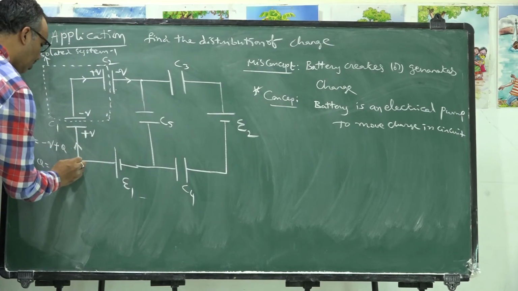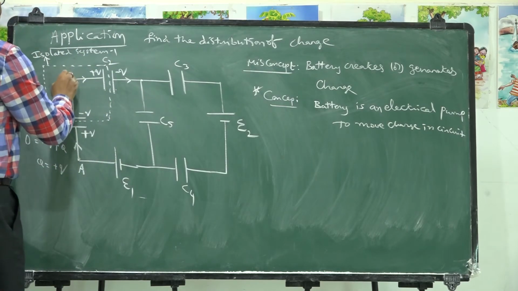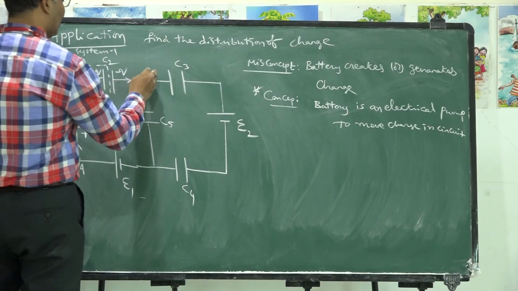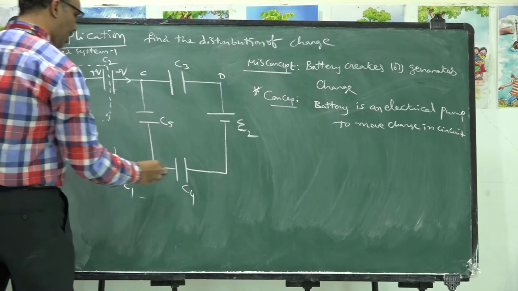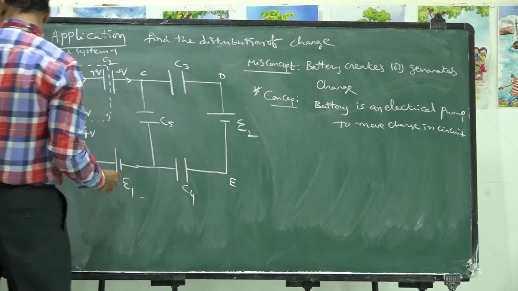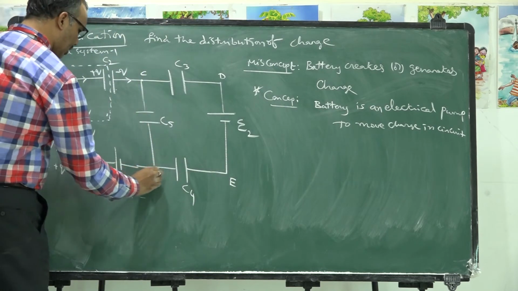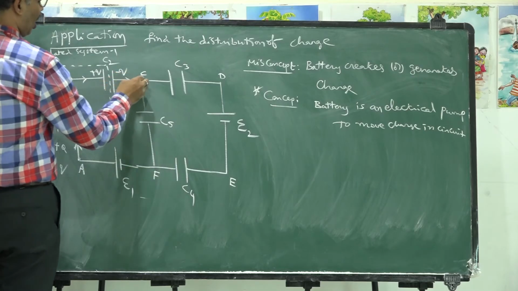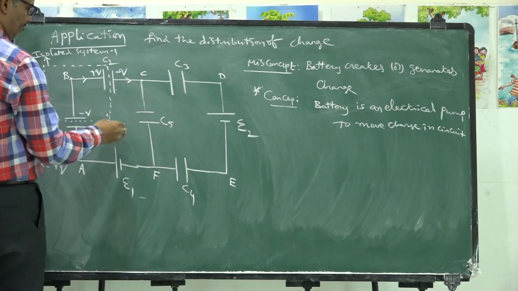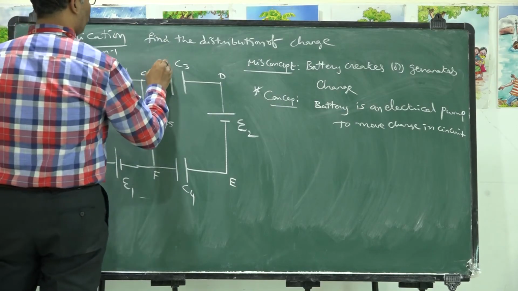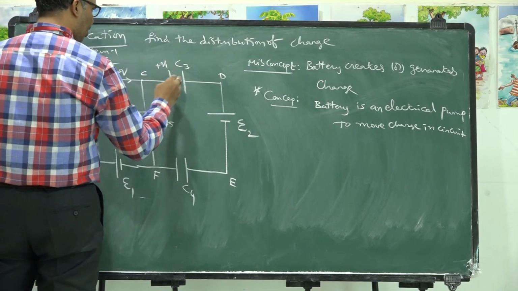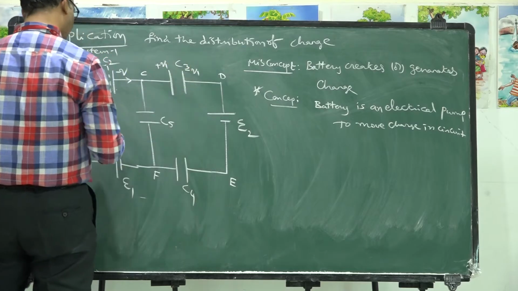Let me name the points A, B, C, D, E, F, like this. Now this charge finds two ways. One way like this, another way like this. Let Q1 be the charge transferred onto this plate. So obviously minus Q1 will be here.